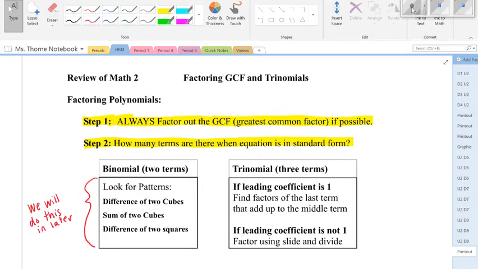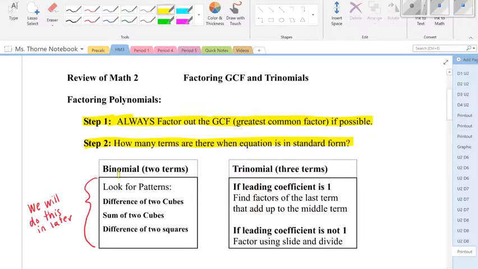Today we're going to talk about a review of Math 2. We're going to look at factoring greatest common factors and factoring trinomials. So when we're factoring, remember the first step is to always factor out the greatest common factor if possible. And step 2, you look to see how many terms are there when the equation is in standard form.